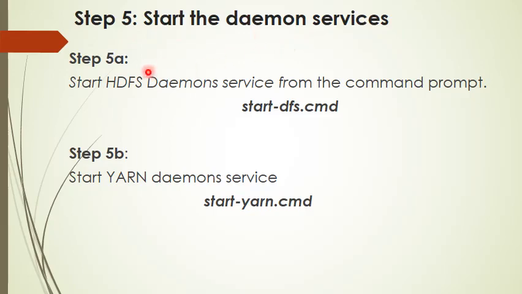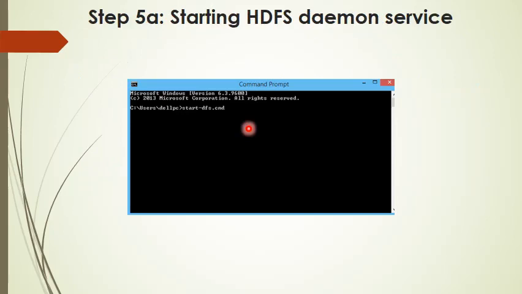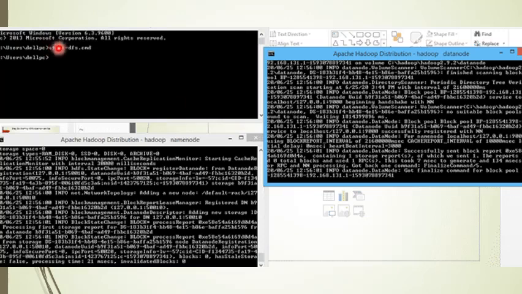Now step 5, we have 2 steps here: starting the HDFS daemon service from the command prompt and starting the yarn daemon service. Enter the command start-dfs.cmd at the DOS prompt and press enter. The prompt will appear back, but you'll find 2 separate command prompt windows opened up, starting services for namenode and datanode.